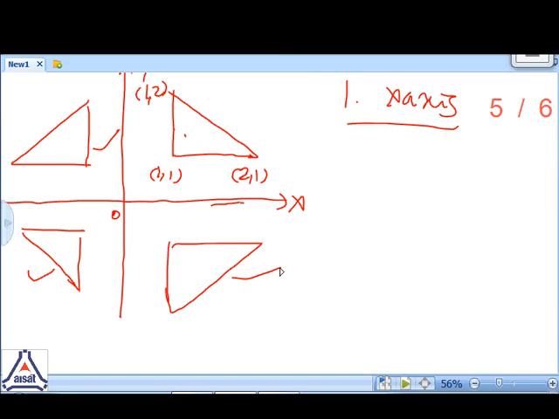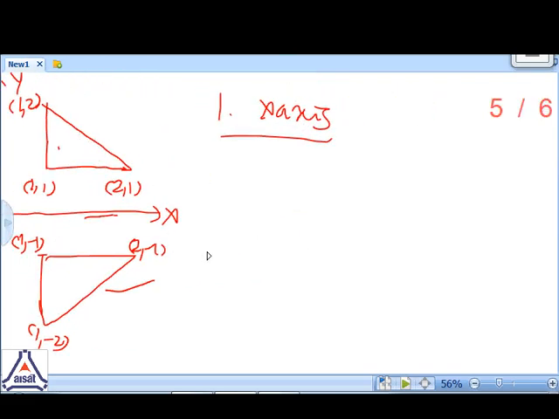Here the values are 1 minus 1, 2 minus 1, and 1 minus 2. What happened? There is a change in only the y coordinates, or simply we are multiplying the y coordinates with minus 1. So, in matrix form, this is our initial coordinates: 1 1, 2 1, and 1 2.